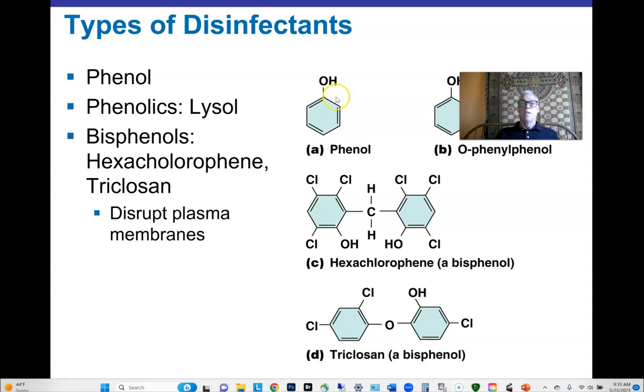Phenol is just a benzene ring, an aromatic ring with an alcohol attached onto it, and it makes it quite an acidic alcohol, which is good at killing. Modified phenols, O-phenylphenol is even better. Hexachlorophene, we said, is a polychlorinated bisphenol compound, pretty good at disinfecting. So again, it's used as a hand washing agent. Triclosan is another cleaning agent used to get rid of microorganisms by disrupting the plasma membranes. So all of these substances are good at that.